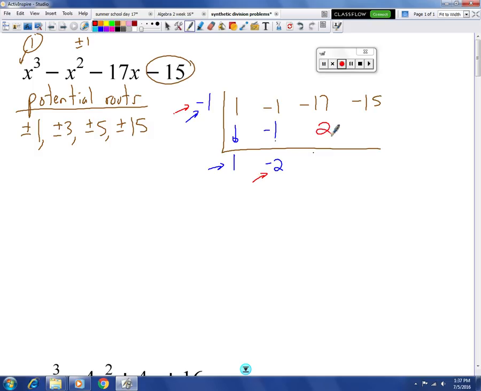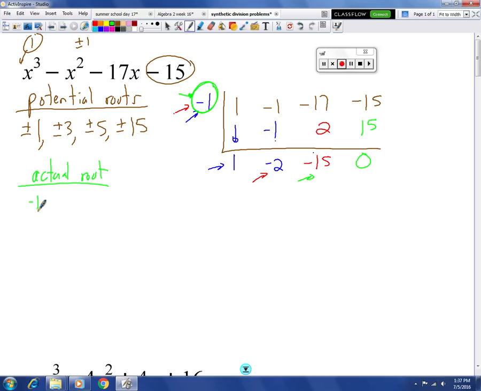Okay, and this one I can see is going to work really well because negative 17 plus 2, that's a negative 15. And then I take my negative 1 out here, times that negative 15, negative times negative is positive. I get a 15, and this is what I want to see, is 0 right there. Okay, so that means negative 1 is an actual root. So negative 1 is one of my roots.